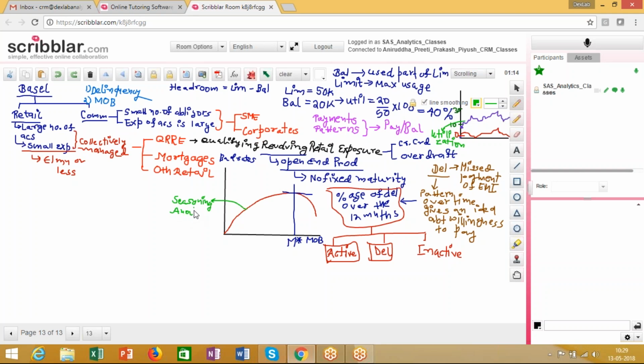Now, seasoning analysis is one of the very critical analyses for developing a Basel retail model, right? So from here, one important thing that we need to understand is what are the key variables which would help us identify the riskiness of a borrower or assess the behavior risk of a borrower for credit cards. Key variables for QRRE.